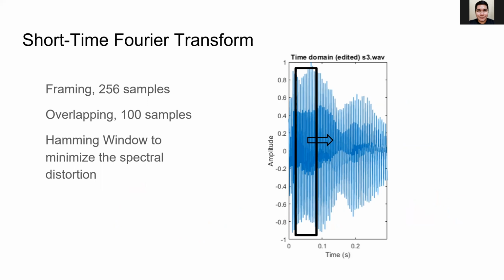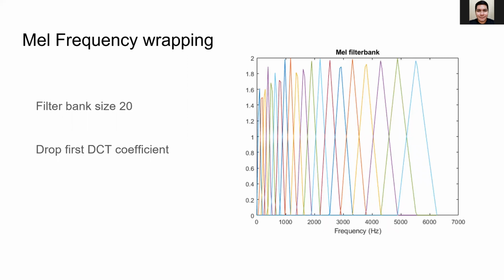Now let's go through the feature extraction stage. First, we apply the short time Fourier transform to frames of the signal. The length of the frames was 256 samples with an overlap of 100 samples, and we also applied the Hamming window to minimize the spectral distortion. Then we applied the MEL frequency wrapping with a filter bank of size 20. We also dropped the first DCT coefficient because it doesn't contain relevant information of the features of the speaker.